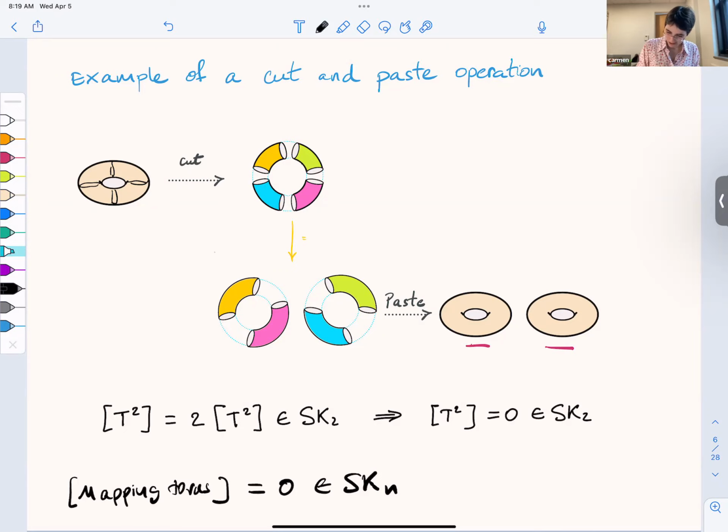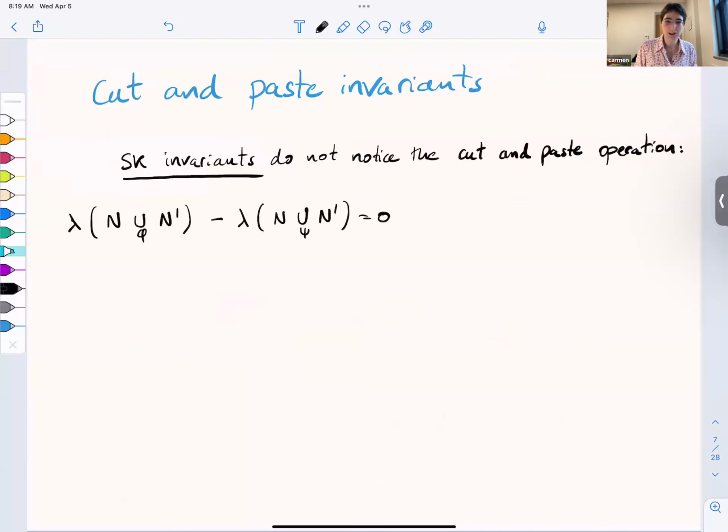Okay, so this is the construction of the manifolds. That's the group. Now let's try to understand what the invariants are under this cut and paste operation. So cut and paste invariants actually do not notice the cut and paste operation. So what do I mean by that?